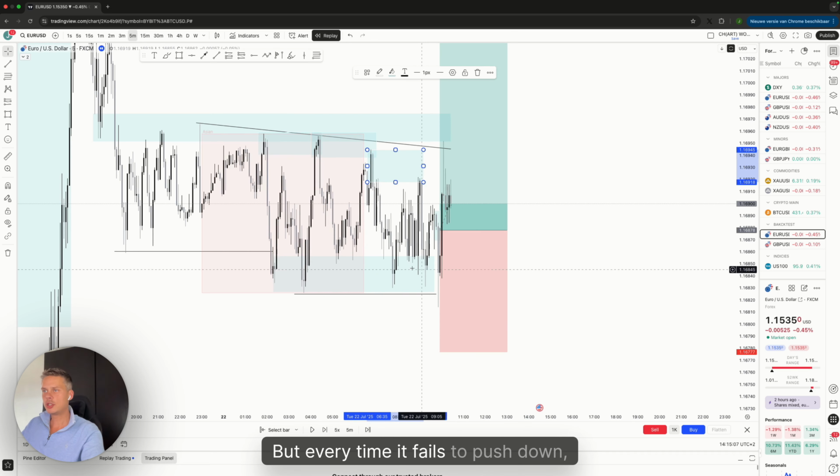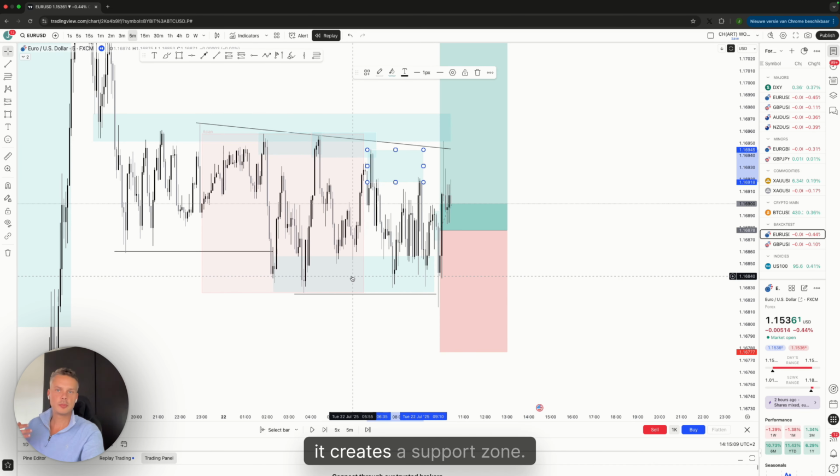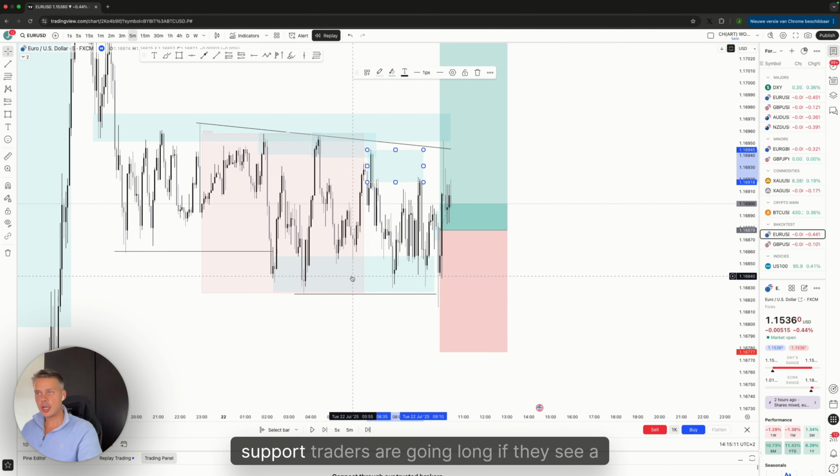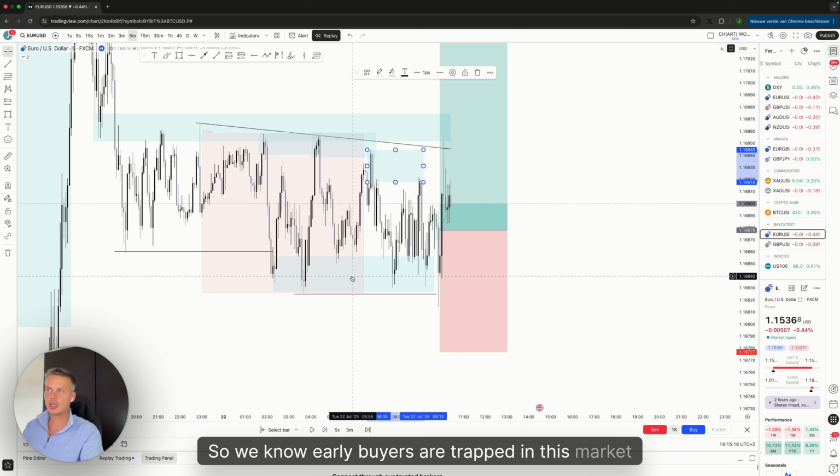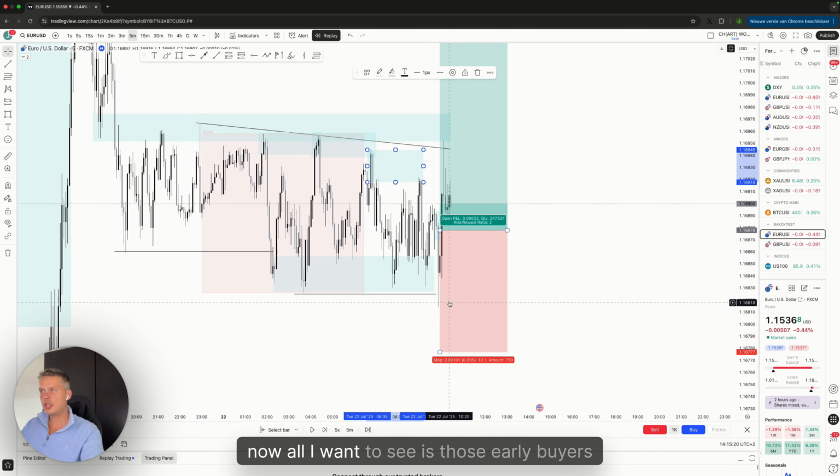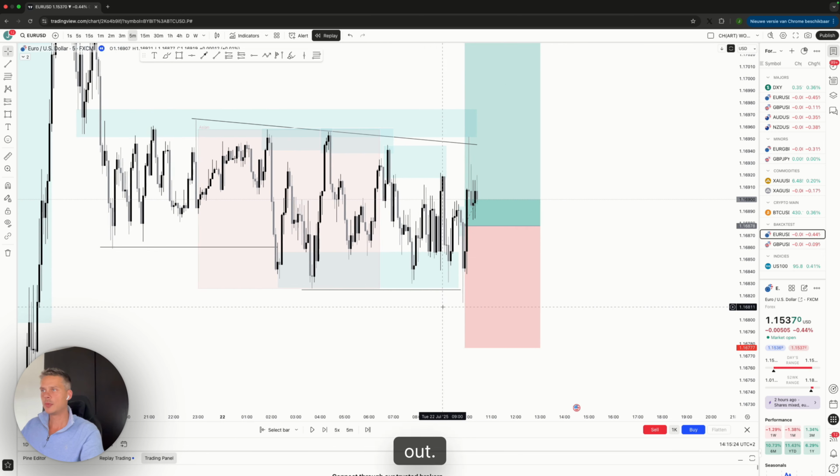But every time it fails to push down, it creates what? It creates a support zone. Support traders are going long if they see a support. So we know early buyers are trapped in this market. Now, all I want to see is those early buyers getting stopped out.